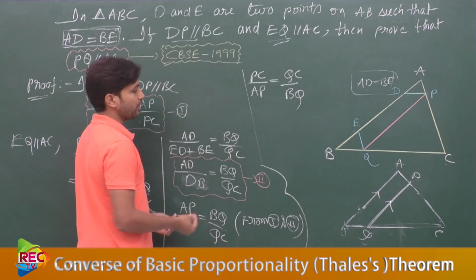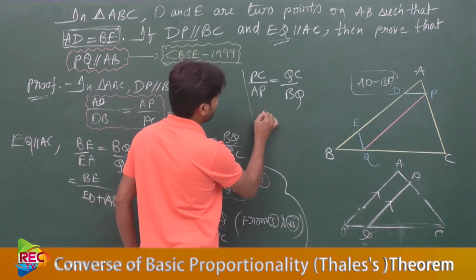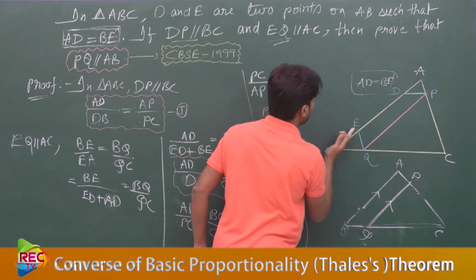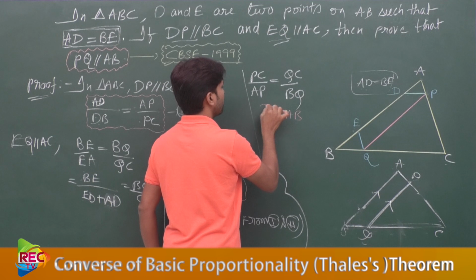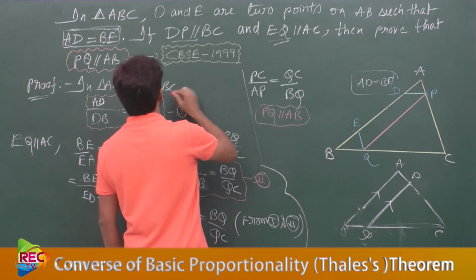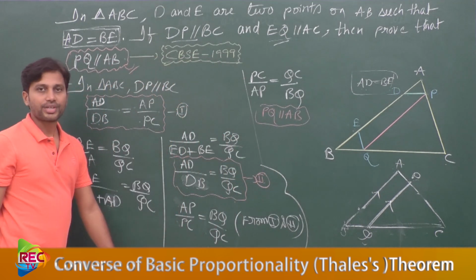So from this what can you say? Here we can say that PQ is parallel to AB, which is our required condition. Like this you can get.